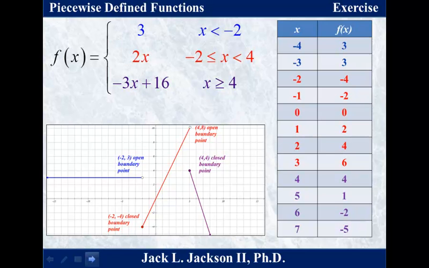Now when we actually get to 4, it actually jumps over to the purple piece, the third part of our function, and the y is determined by the formula y equals -3x plus 16. So we use that. -3 times 4 is -12 plus 16 is 4. -3 times 5 is -15 plus 16 is 1, and so forth.